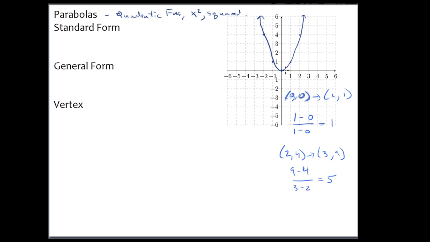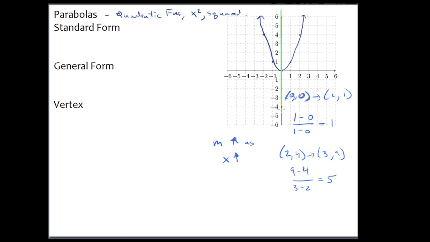So the rate of change increases as x increases. We could say the slope increases, with a little up arrow there, as x increases. And that's true for the negatives as well. As x decreases below a certain point, the slope would decrease as well.